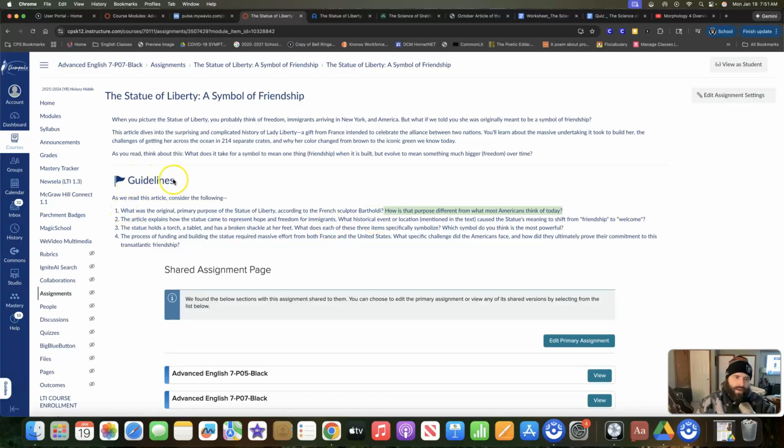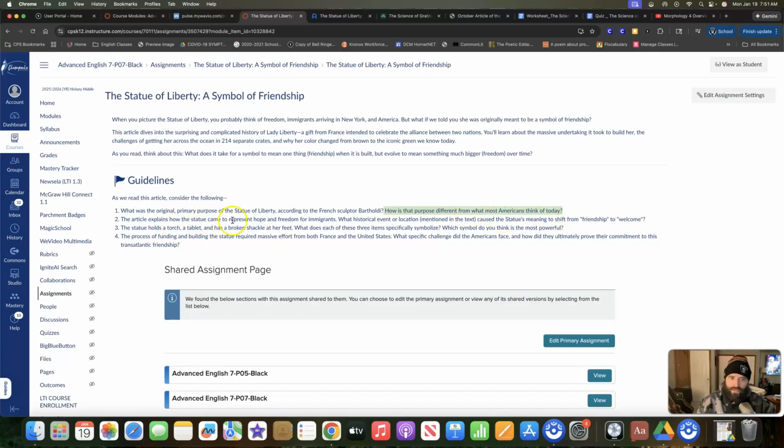I've had questions in the past here about these guideline questions. These aren't questions that I need you to answer word for word, but they are questions that I'd like you to read beforehand. Think to yourself, can you answer this question before you read? And then how did your answer change after you read, right? So what was the original primary purpose of the Statue of Liberty versus how is that purpose different from what we think of it today?